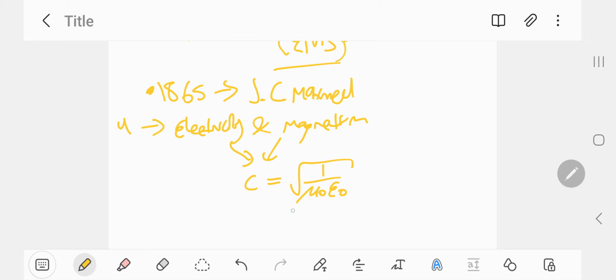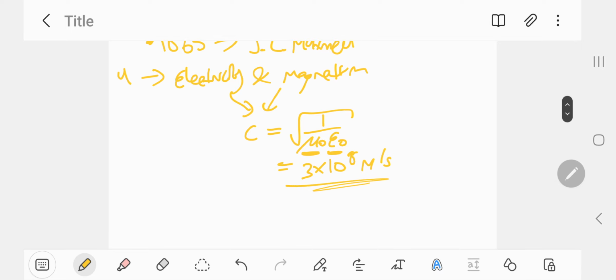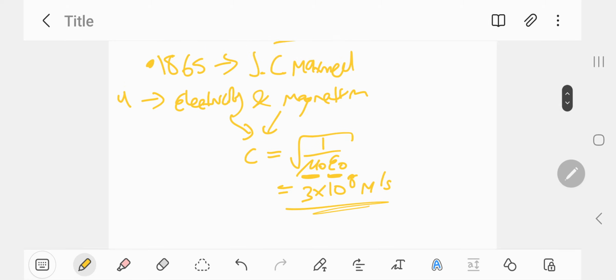Came up with a number. These 2 quantities here, mu naught and epsilon naught, these are just numbers, okay? These were known at the time from experiments. When he plugged in these 2 numbers, took 1 divided by them and took the square root, he found this number pop out, roughly 300 million meters per second. In other words, electricity and magnetism, when they change into each other, they do so at the speed of light.